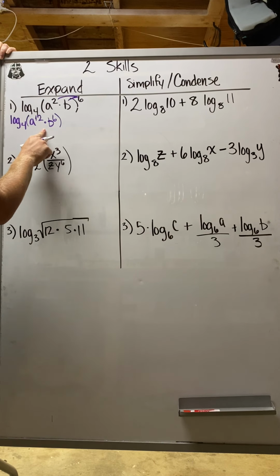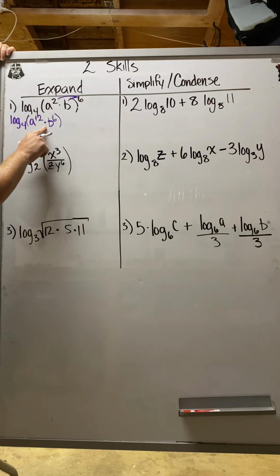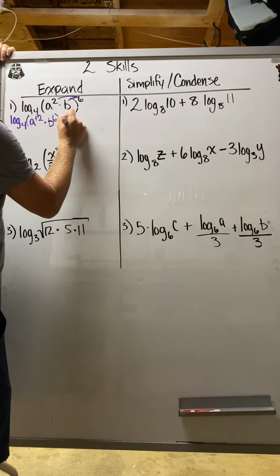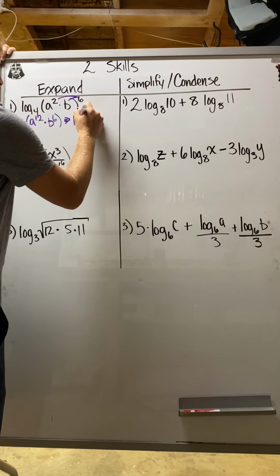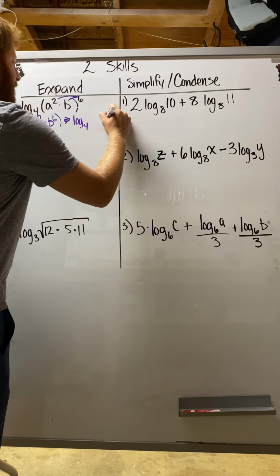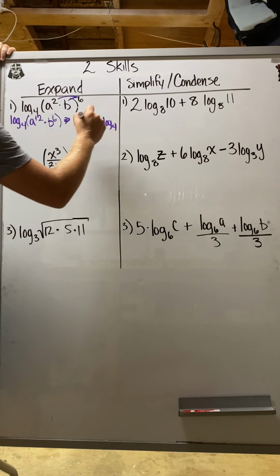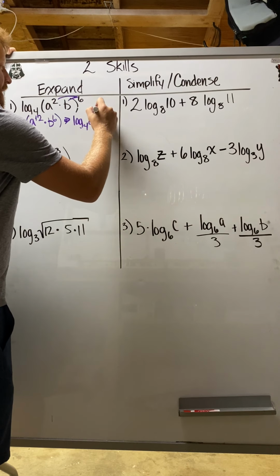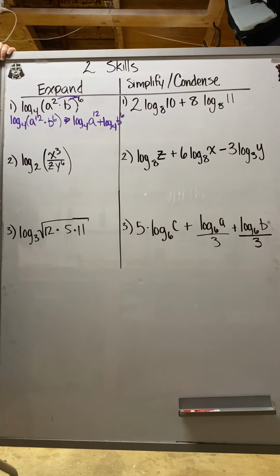There are 2 things inside of your argument here. What do our properties allow us to do when there's multiplication in your log? We can split it apart. So this is the next step. We can split it apart using the same base with A and its power and B and its power. We just have to make sure that we put addition between them.